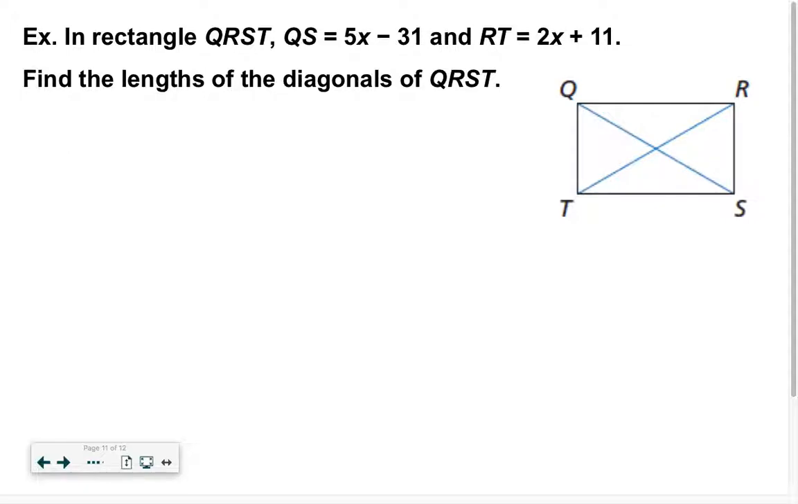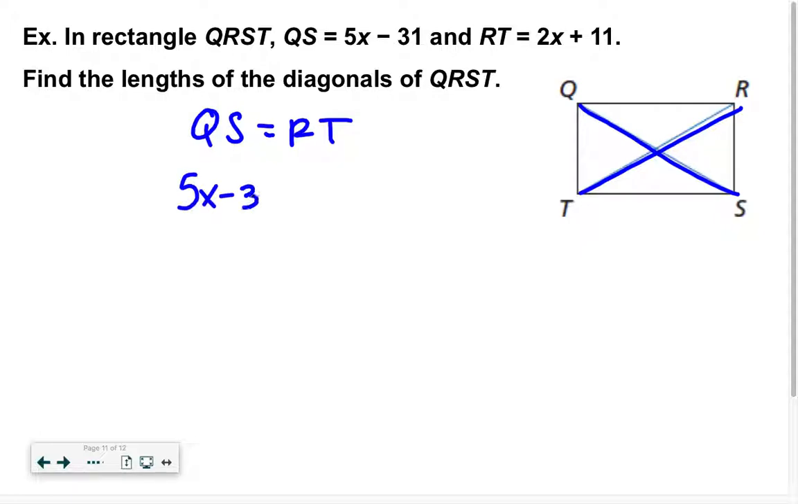So that means here, if this is a rectangle QRST, the two diagonals QS and RT have to be equal to each other. So this problem says pretend QS is 5x minus 31. Let RT be 2x plus 11. Find the lengths of the diagonals, and they'll be the same because it's a rectangle. So first solve for x, and then we'll plug x in to find the lengths of the actual diagonals.